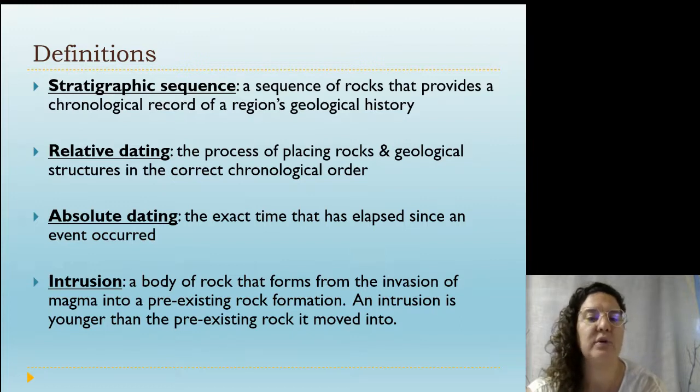And the last one is going to be intrusion. So this is a body of rock that forms from the invasion of magma into a pre-existing rock formation. So an intrusion is younger than the pre-existing rock it moved into. So if we see something that bulges into a bunch of layers of sedimentary rock, and it kind of disrupts their linear appearance, we would assume that this would be an intrusion.